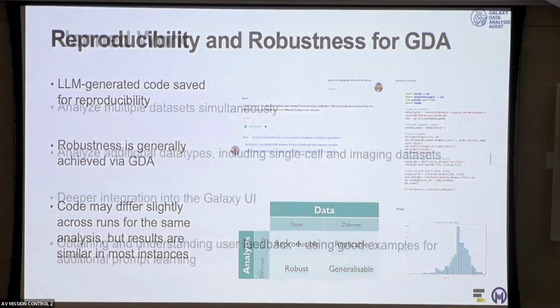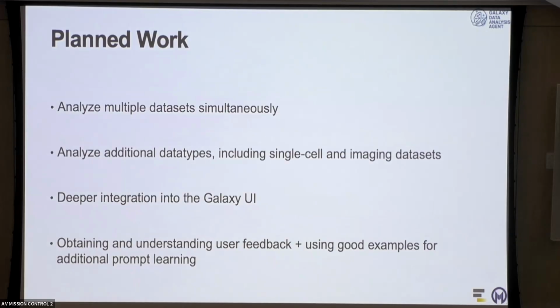So quickly to wrap up, as we think about where this agent goes in the future, it goes in several logical directions. Multiple data sets rather than a single data set, additional data types, especially single cell and imaging are high on the list, and deeper integration with the Galaxy UI in a lot of ways.